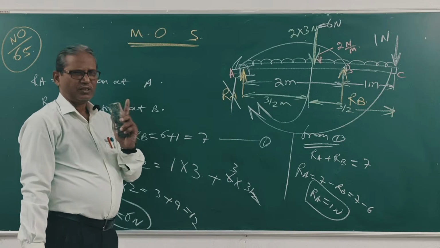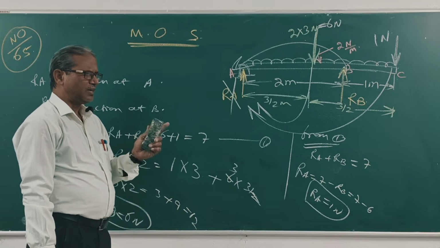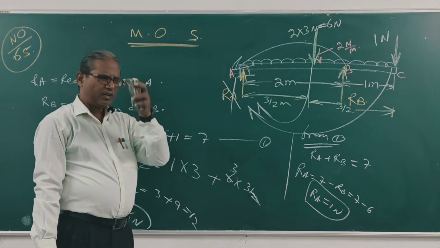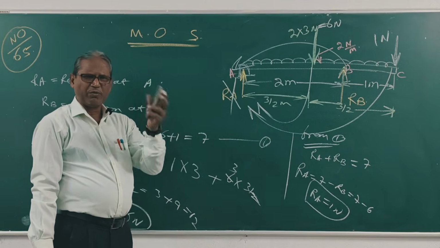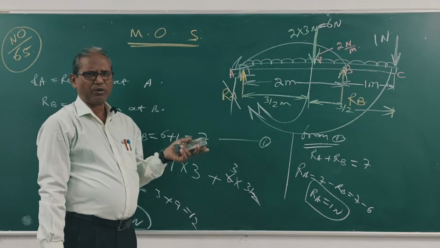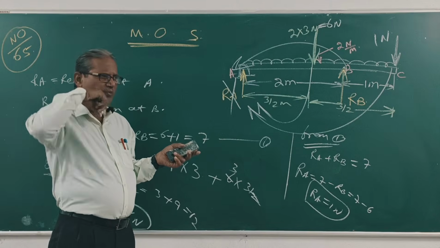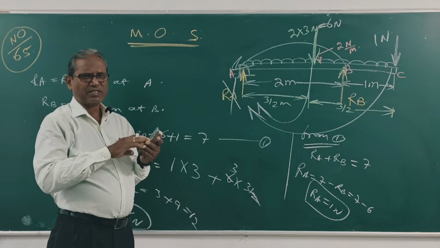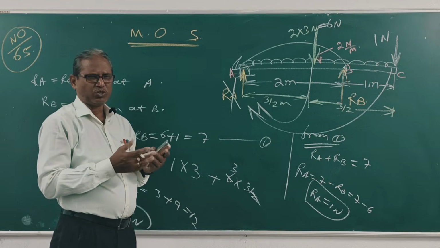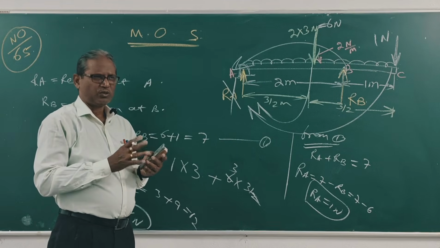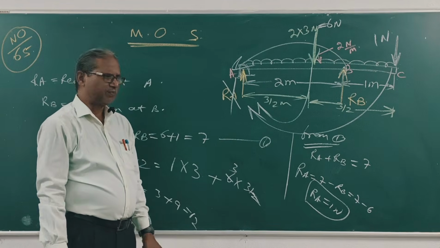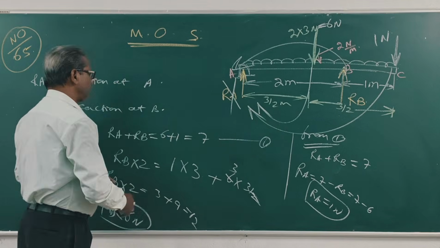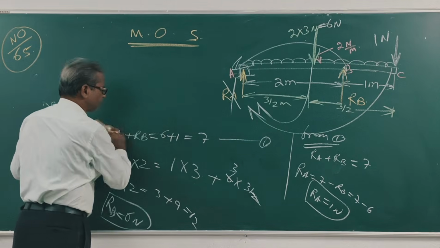Then draw the shear force diagram. Then make the calculation for bending moment. Then draw the bending moment diagram. Then you see the point where the bending moment changes sign from negative to positive or positive to negative. That point is called the point of contraflexure. Then I will find that point P. Clear?